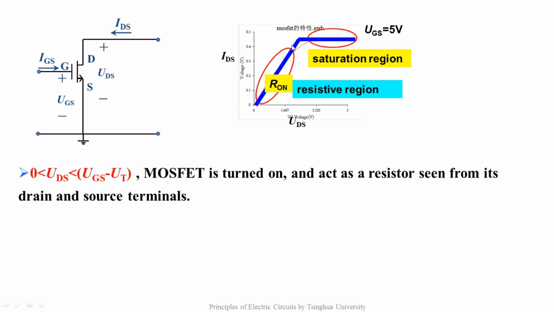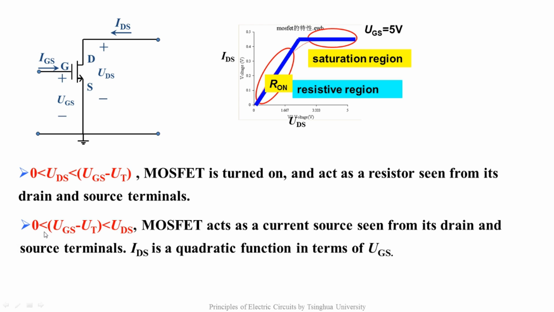It means the MOSFET is operating in the resistive region when UDS is larger than 0 and less than UGS minus UT. When UDS is larger than UGS minus UT, the MOSFET is operating in the saturation region and acts as a current source, seen from its drain and source terminals. Certainly, the equivalent resistance and the current source value are controlled by UGS.